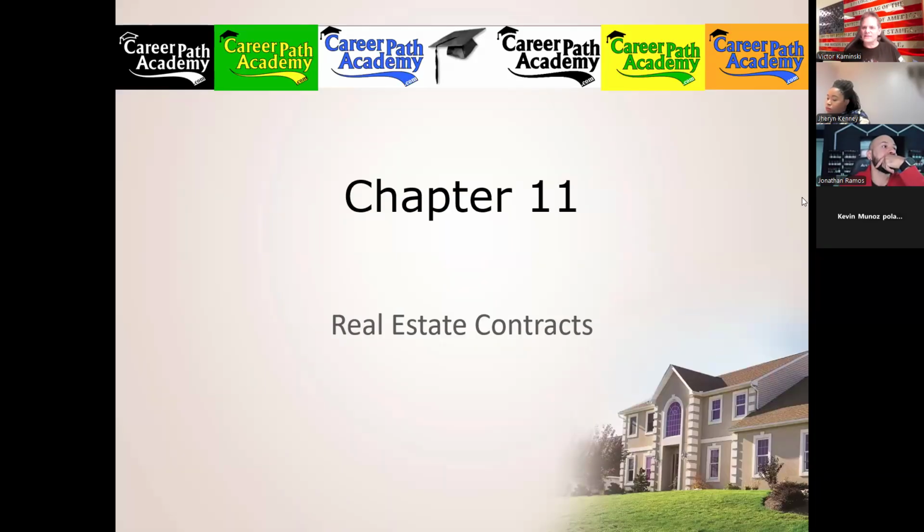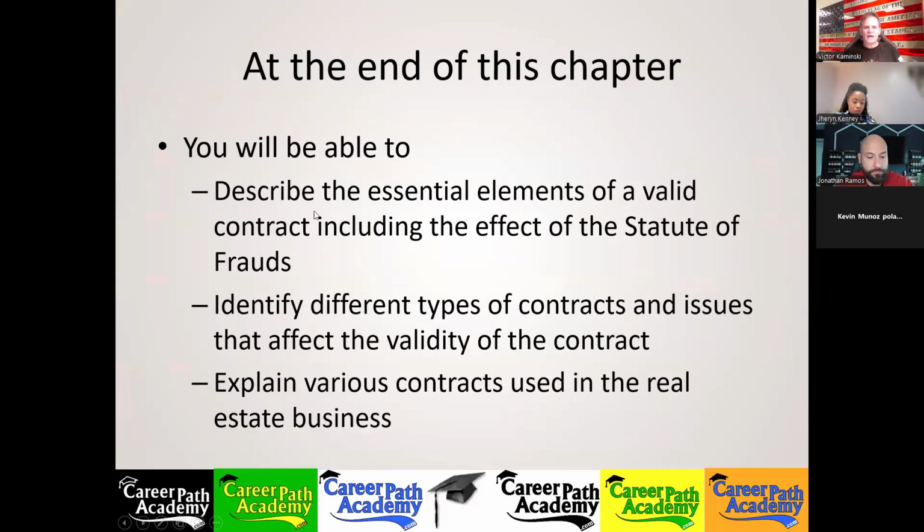Chapter 11, Real Estate Contracts. In this chapter, we're going to learn about general contract law as well as real estate law. So we've got to follow both. We're going to describe the essential elements that make any contract valid, including the effects of the statute of frauds and what that is.